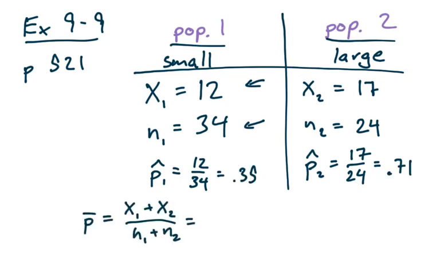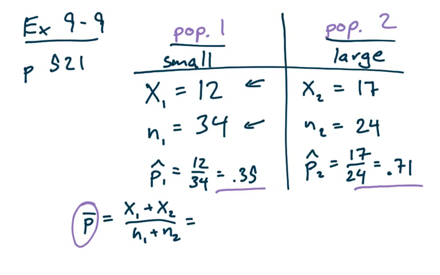Okay, so we got 0.35 for the first sample proportion and 0.71 for the second sample proportion. So already it's looking like there is some kind of difference, but remember, we have to test it. We have to test it with the hypothesis test. So the next thing that we're going to have to do is calculate P bar. That's the weighted average combination of these two sample proportions.